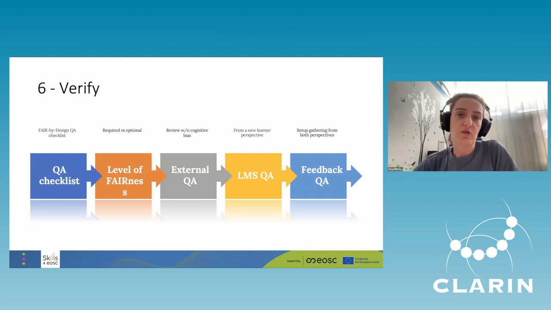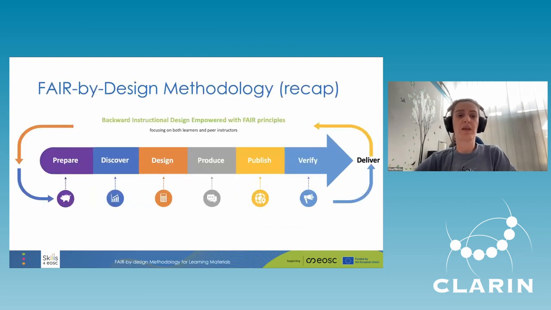The other thing that is also recommended is external quality assurance. So ask someone else that wasn't involved in the process to take a look at your learning content and they can give you feedback. Also check if everything is fine from the learner perspective, right? And then start gathering the feedback, start analyzing the feedback so that you can actually do another iteration. So we did a very short intro of every one of the stages inside the FAIR by Design methodology.